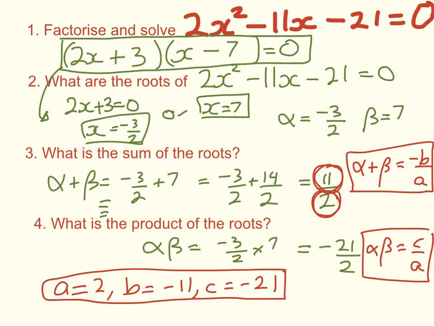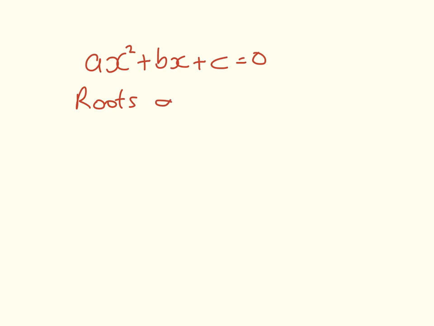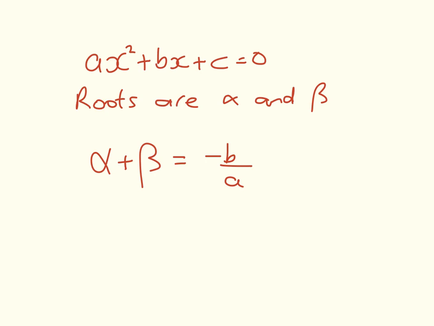Right, so one more slide. So if we've got a quadratic equation like this, and we find the roots, then we have the sum of the roots is equal to negative b over a, and the product of the roots is equal to c over a.